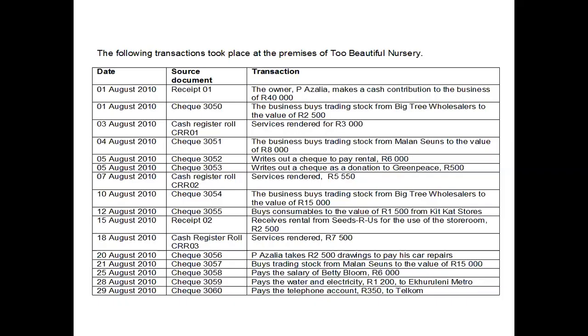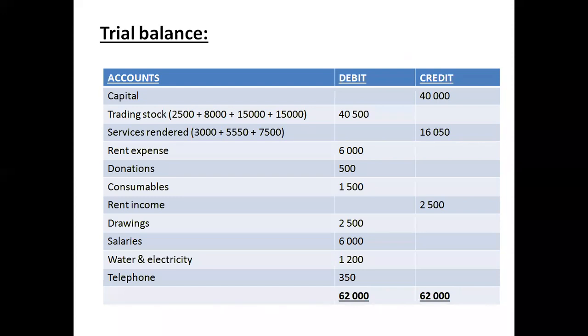The next one, services rendered, 5,550. So it's again a services rendered transaction. It's an income. Income is always on the credit side. The amount 5,550. We already have services rendered. So you will see in brackets, I've added the 5,550. But let's say it was the only amount, then it will be in the credit column because it's an income, and income is always on the credit side.